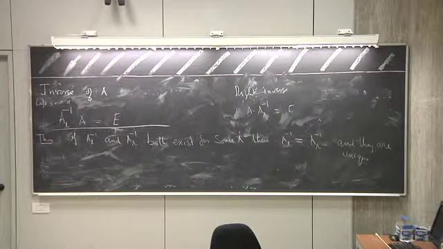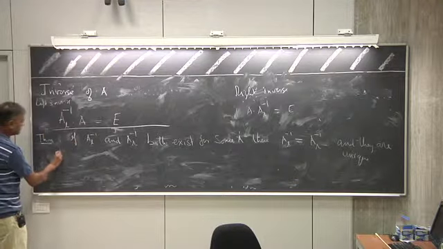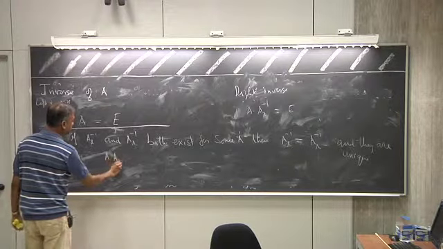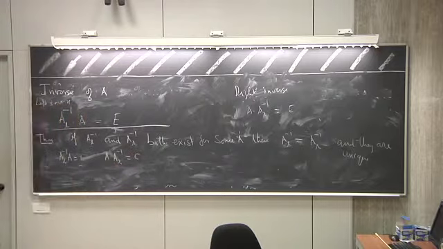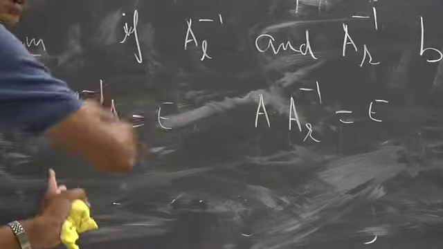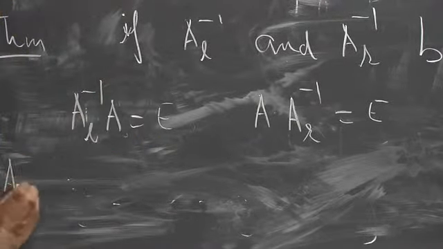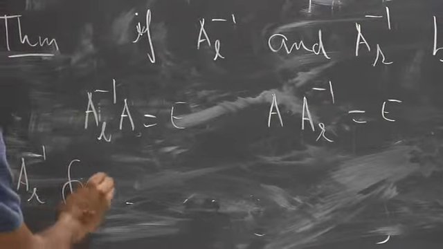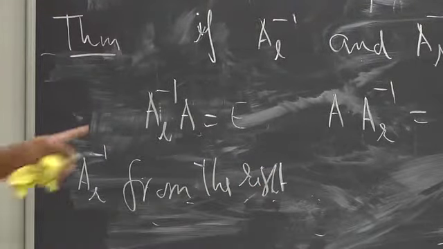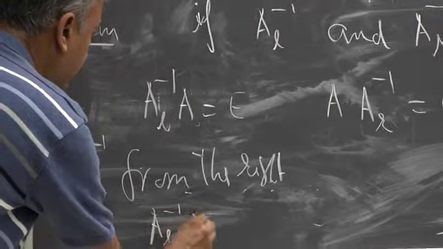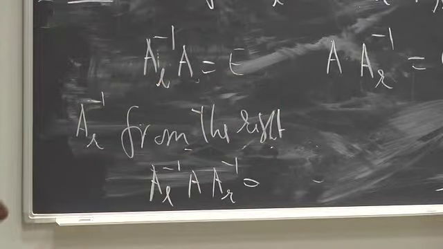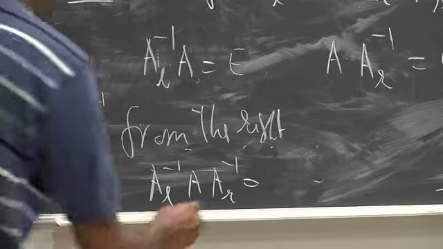So let's try to prove that. What we are saying is that A left inverse times A is identity, and A times A right inverse is identity. Let's multiply this equation by A right inverse from the right. What will I find? A left inverse, A right inverse is equal to identity times A right inverse. But we already saw that identity multiplying any operator is the same operator, so this is the same as A right inverse.